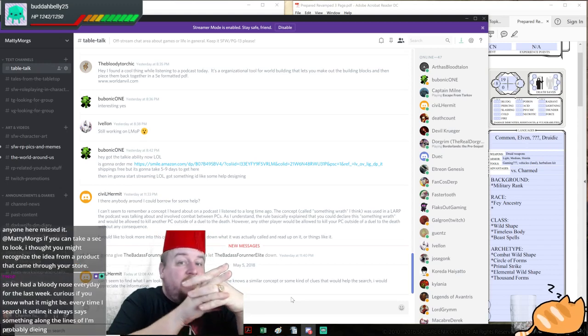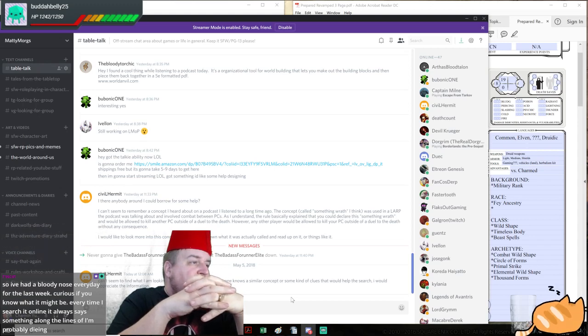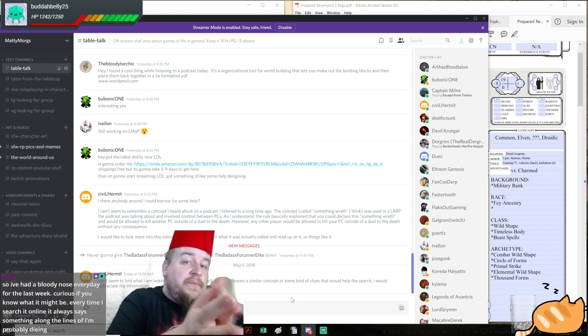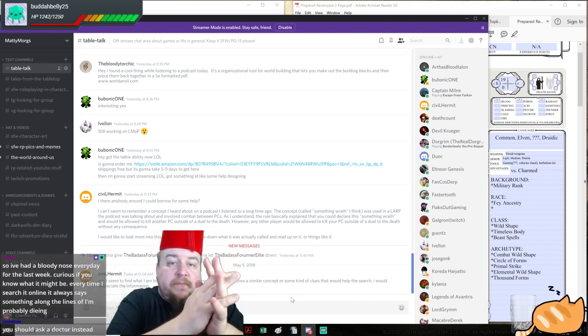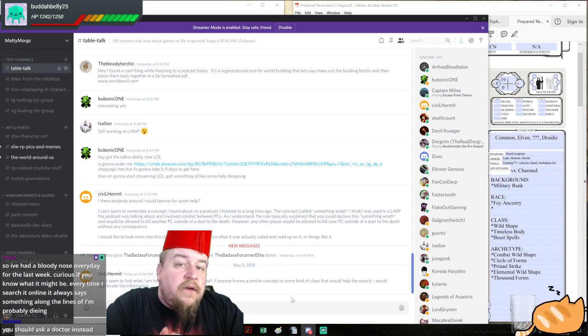If anyone knows a similar concept or some kind of rules that would help this search, I'd appreciate the information. Offhand, that's not coming to mind. But this concept of being able to call out a duel between LARP PCs is a something Wrath. Is this familiar to any of you, or can you help do some Google foo and help Civil Hermit find out what this live action role playing game is, or specifically what this ability is to call to battle another PC?